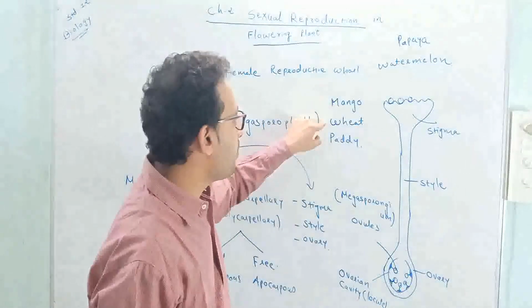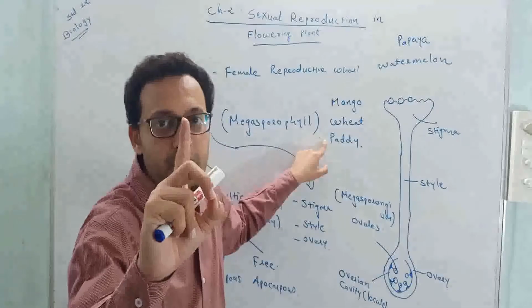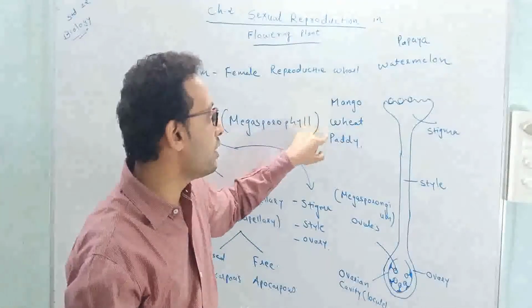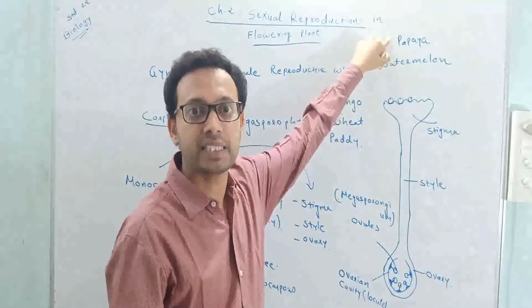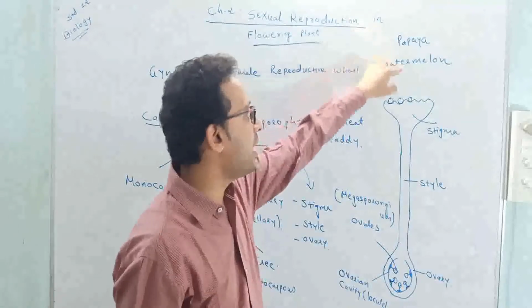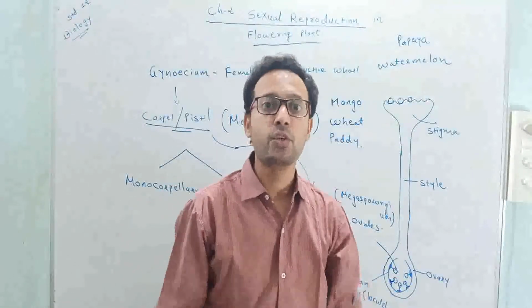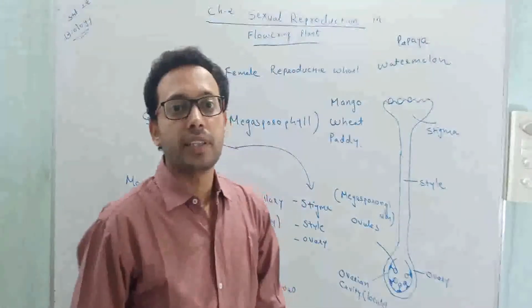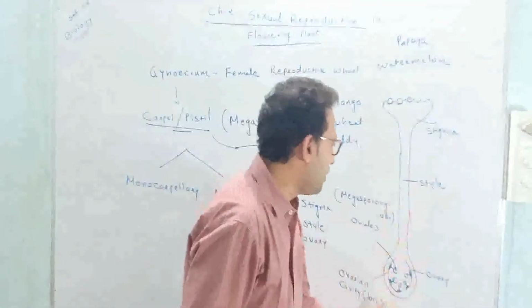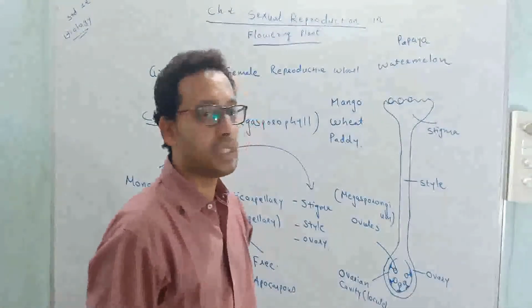So these are the examples in which there is only one ovule, like mango, wheat, paddy. But we also have examples which have many ovules and hence many seeds, like papaya and watermelon, which have many ovules within an ovary. So that is about the basic structure of a carpel or pistil.